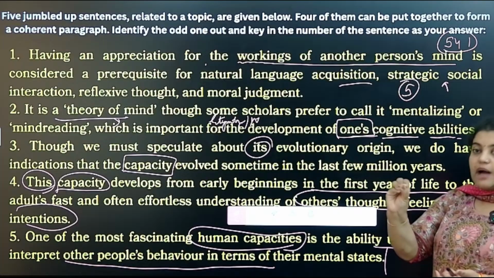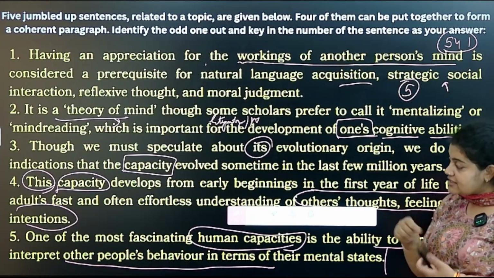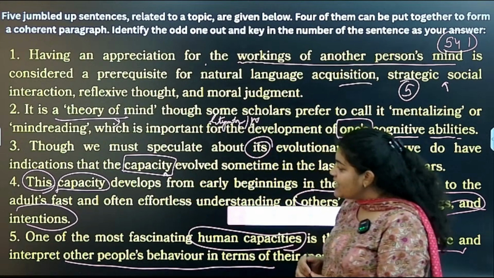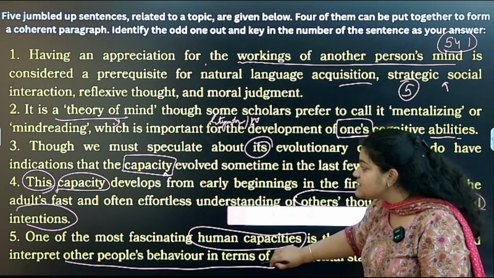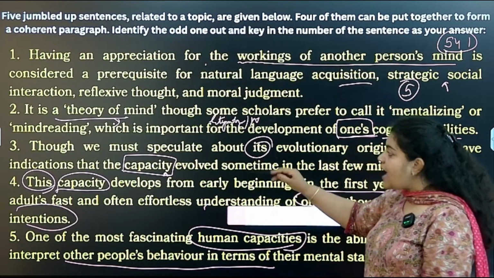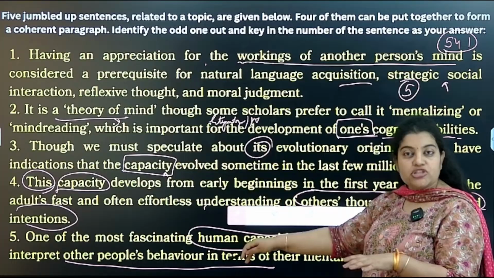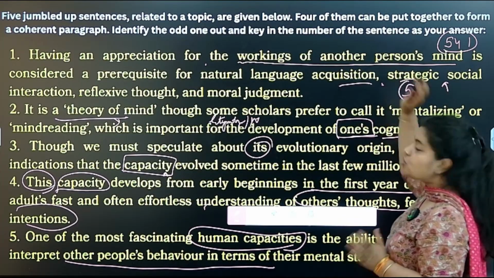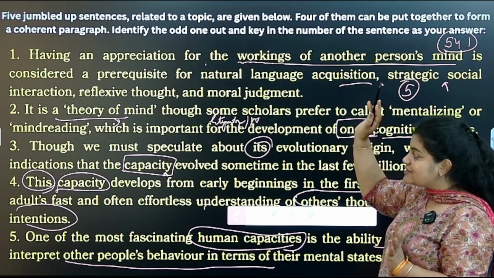Now we can see a couple of echo words in the three sentences. Now what is that couple echo word? Is the capacity. Okay, and we can see that the capacity was being discussed in fifth also, the capacity was being discussed in the fourth also. Okay, and in 5 and 4, the common theme is understanding another person's mind. Okay, and this was also talking about understanding another person's mind, right?